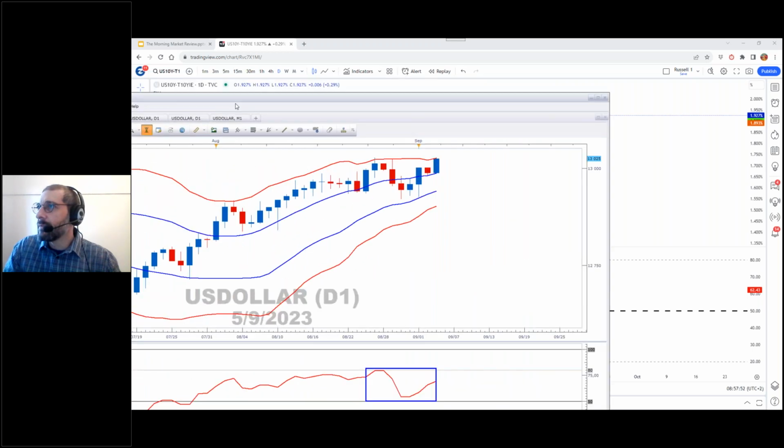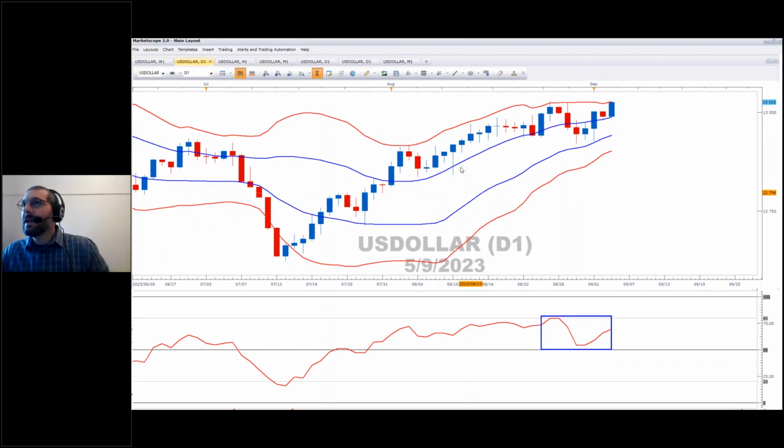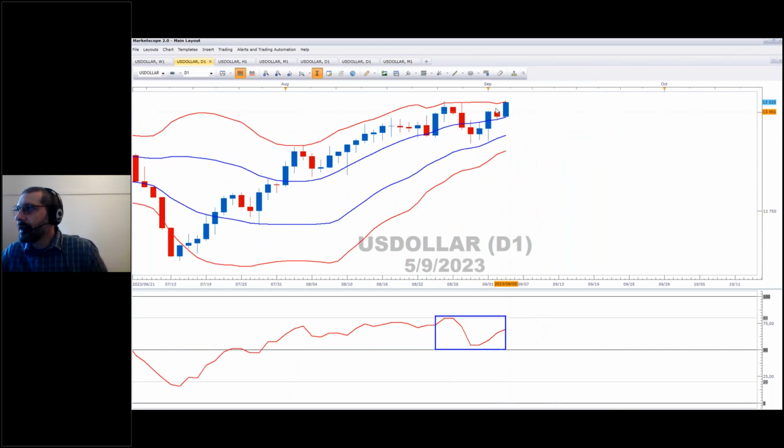Okay, here it comes. I beg your pardon. All right, take a look at the US dollar, it's strong. Look at it in zone 1. It's right between the upper red, the upper blue.